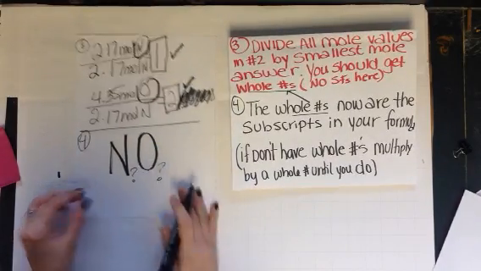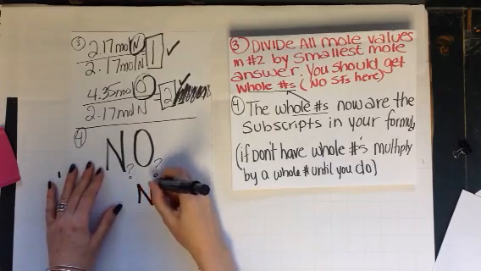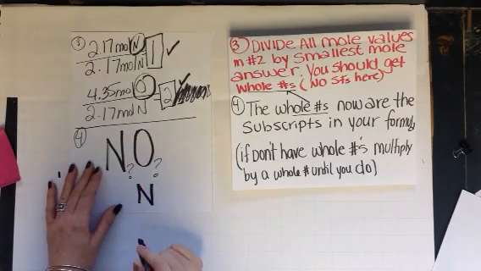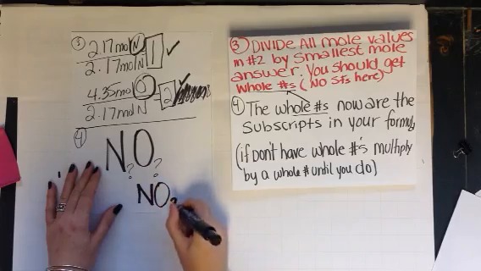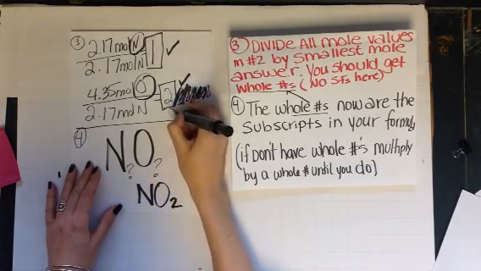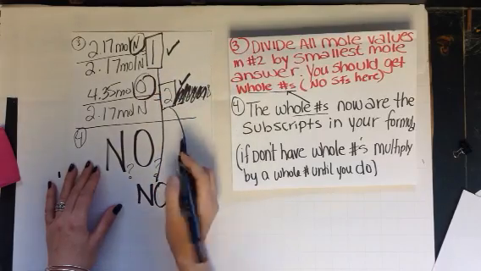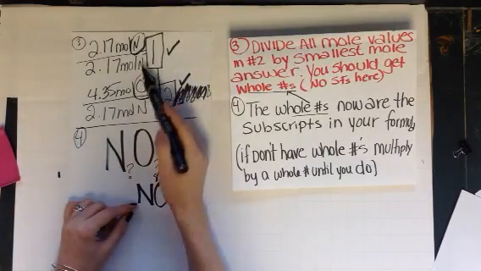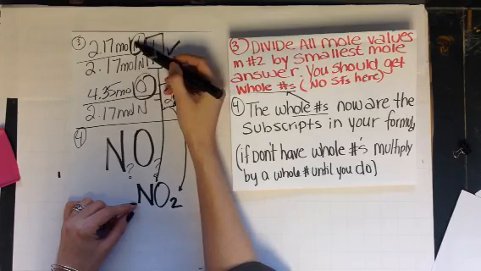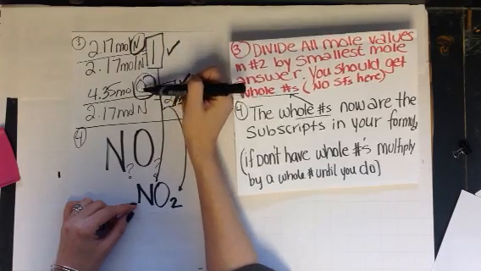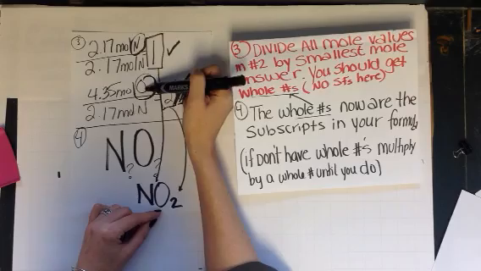So instead of these question marks, we can fill it in as N1, remember the 1's invisible, O2. So maybe we can make a little arrow. These become the subscripts. How did I know N got the 1? Well, this was the one that I divided N, and this was the one that had the oxygen in it.